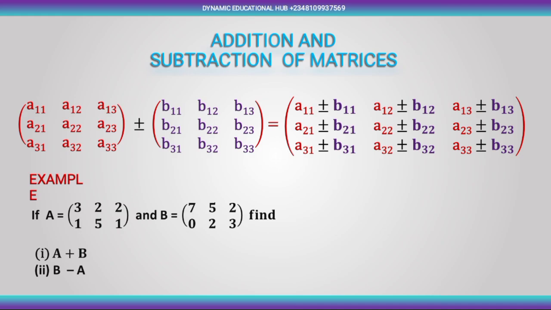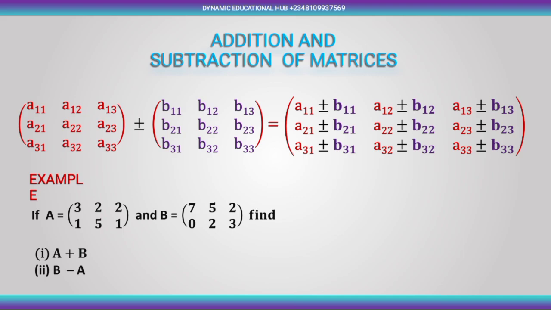The next thing we are going to look at is addition and subtraction of matrices. Now for addition and subtraction of matrices, in order to perform the operation, your matrices must be of the same order. So you can only add a 2 by 2 matrix with another 2 by 2 matrix. You can only add a 3 by 2 matrix with another 3 by 2 matrix. So the first condition is the order must be the same.